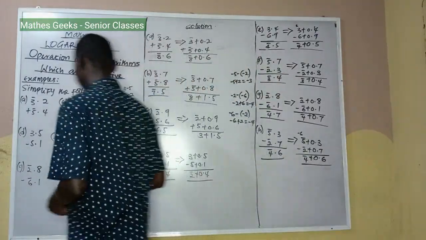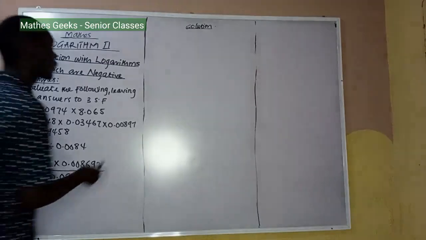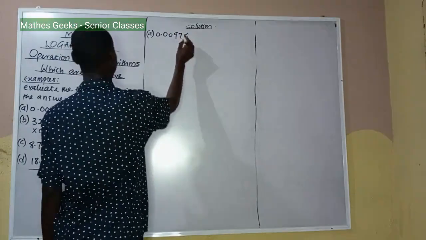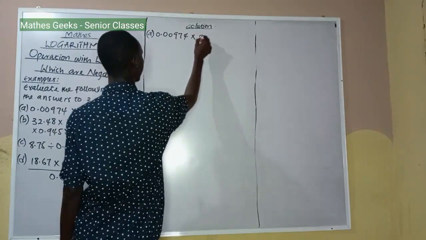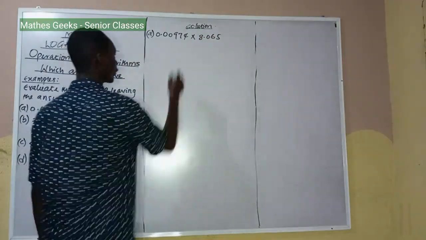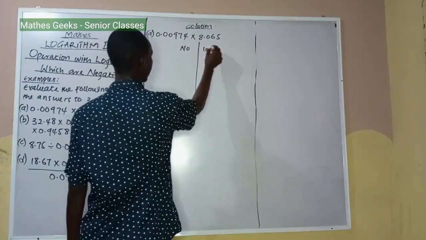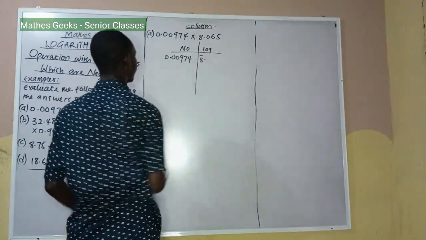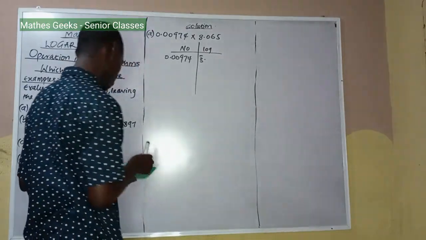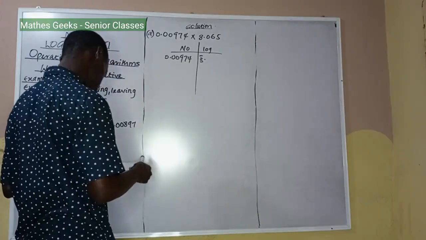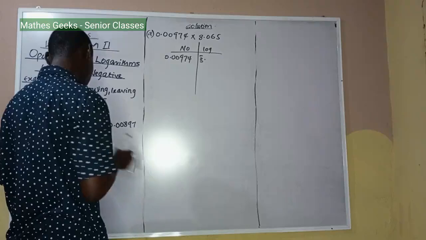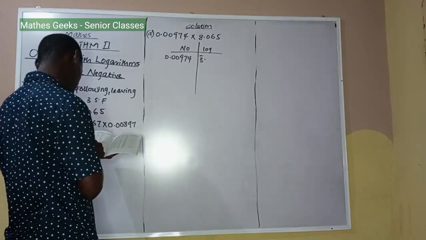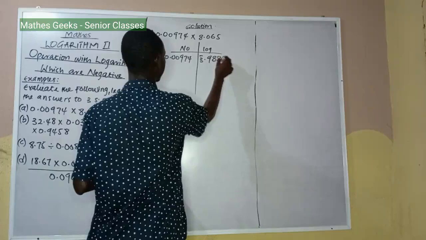So in here, A is 0.00974 times 8.065. So we use the logarithm. Log of 0.00974. The characteristic is bar 3. So 97 under 4 is 9886.